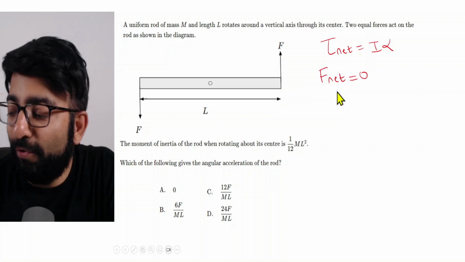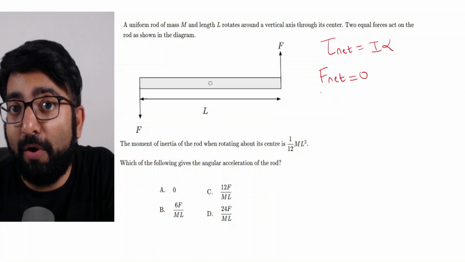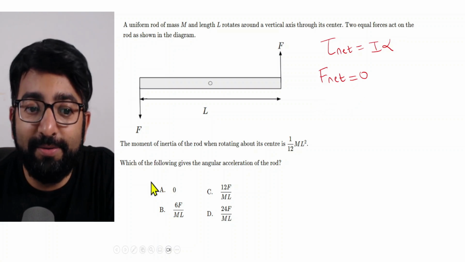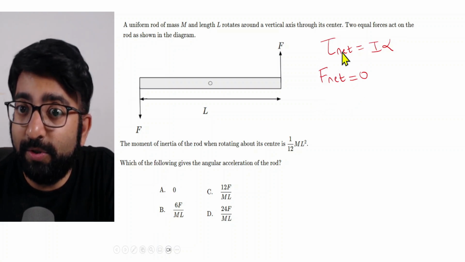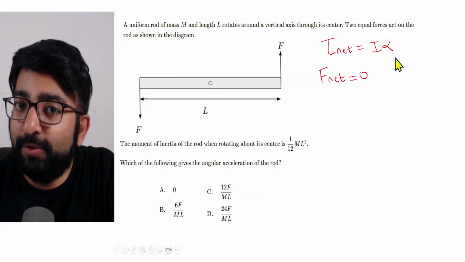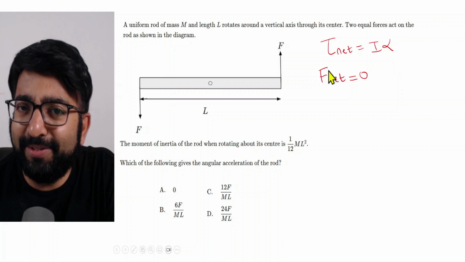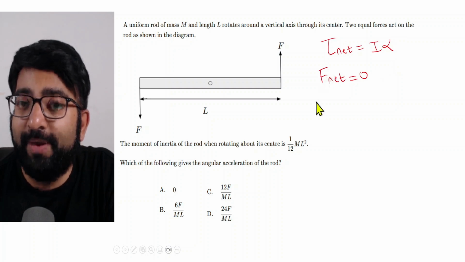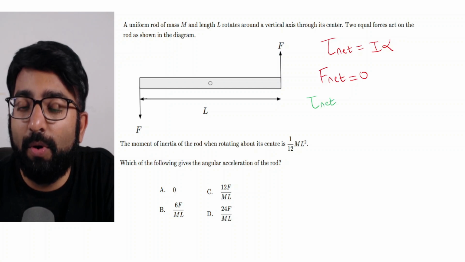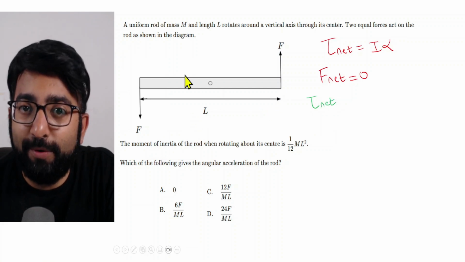Even though the net force is 0, that does not mean the torque should be 0. Had the net torque been 0, then the answer would have been directly A, because torque is equal to I alpha. If torque is 0, then angular acceleration should also be 0. But is it actually 0? We need to cross check that. So let's figure out the net torque acting on this rod. To do that, we go back to the diagram.